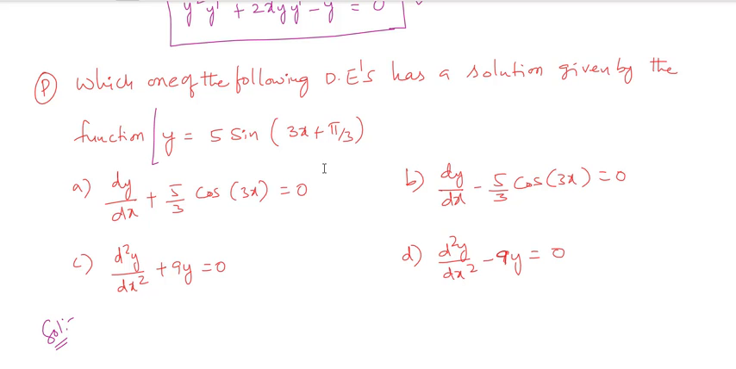Y is equivalent to, what have they given? Y is equal to 5 sine 3x plus pi by 3, they had given. Am I right or not? So if you observe here properly, you will have dy by dx there. You can cross verify it. Am I right or not? So check how I am able to solve this one. That is the criteria.